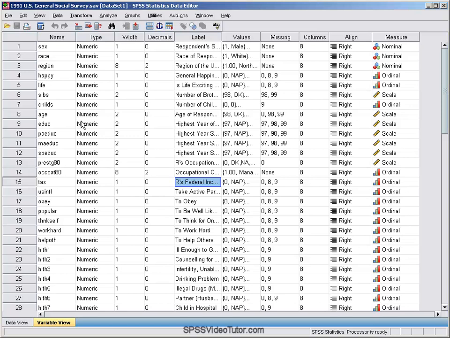Just to clarify, occupational prestige scores reflect the level of social status and income associated with a person's job. So a doctor would have a high occupational prestige score, while a street sweeper would have a low occupational prestige score.